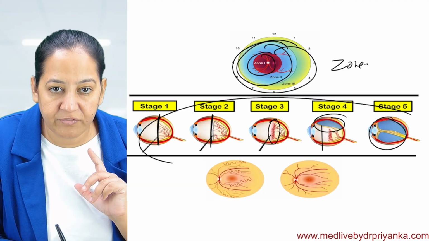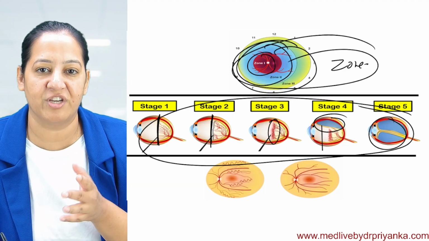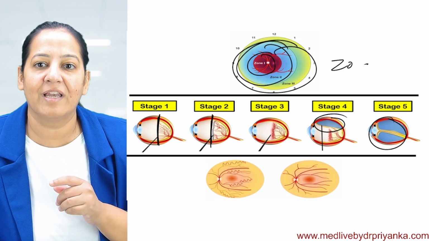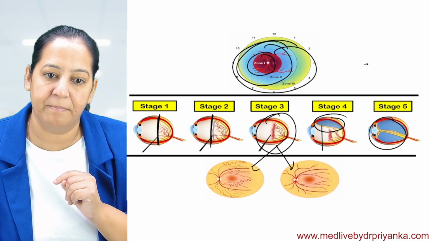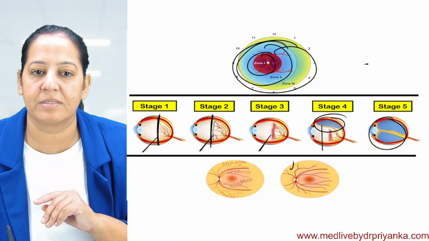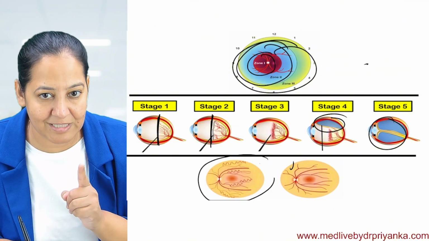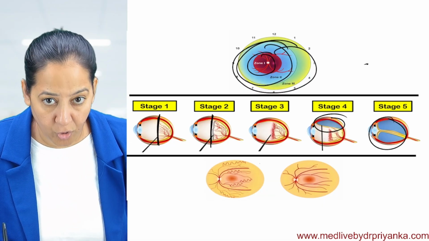Now any of these stages can occur in any of the zones. There can be combinations. I will make the multiple combinations. Which stage is in which zone? Now the new vascularization which is taking place, it can be plus, it can be non-plus or without plus. So the disease can be plus. This is plus disease. See the tortuosity of the blood vessel. This is without plus. I hope you are getting it.